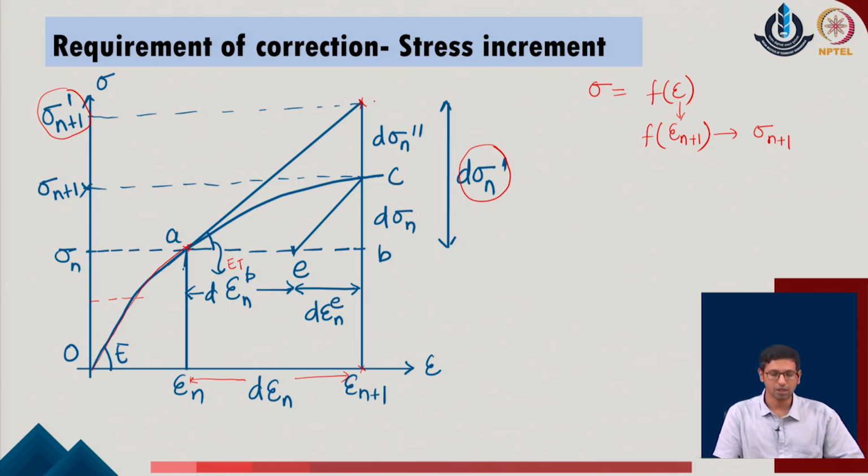So, now we need to make a correction of this much amount, so that the effective value which is being predicted by this increment on the system, sigma n plus 1 prime, can come down to the actual value of the stress which is available as sigma of n plus 1.